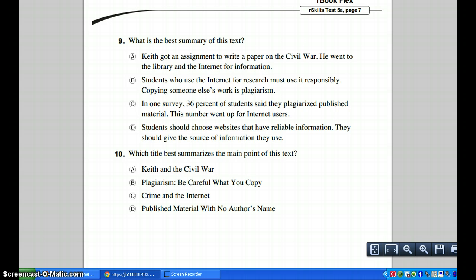Number 10, which title best summarizes the main point of this text? A, Keith and the Civil War. B, plagiarism, be careful what you copy. C, crime and the internet. Or D, published material with no author's name.